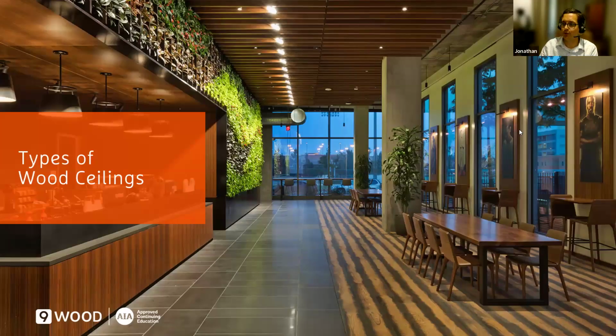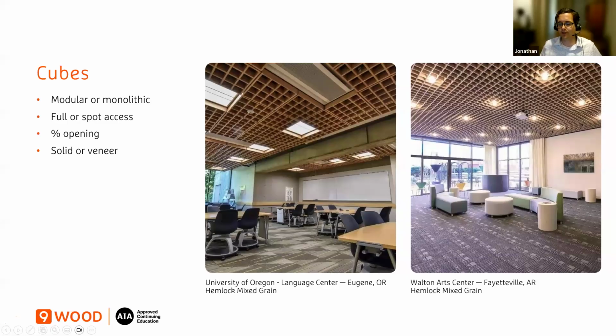Okay, so types of wood. I'll get into the different styles and kind of look at their strengths and weaknesses. Hopefully this will be helpful. So with cubes, it can be modular or monolithic. As you can see there in the photos, there's full or spot access solutions. So you have a lot of accessibility choices available.